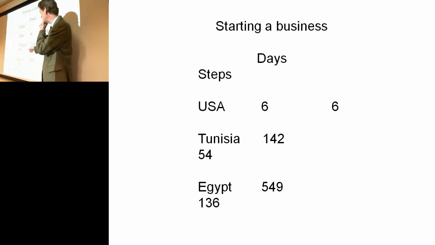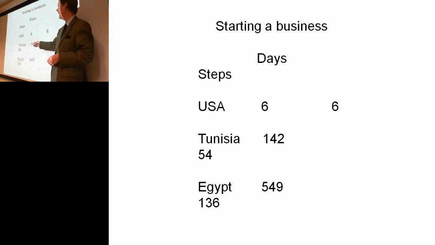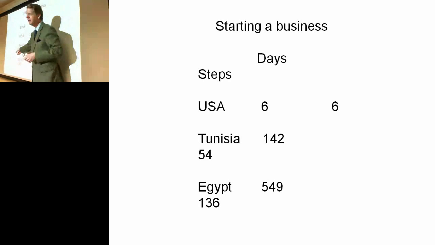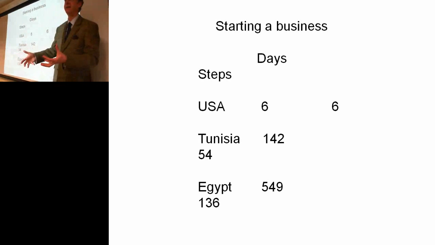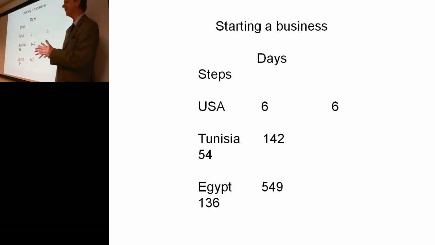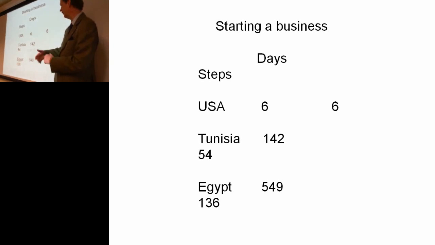In Tunisia, it takes 142 days, more or less. This is if you get everything done in order at the right time, signed, dotted, crossed, to the right office. This is the best possible scenario. 142 days and 54 steps to set up your business. To do it properly. If you want to be part of the formal sector, this is what you need to do. And then jolly old Egypt.